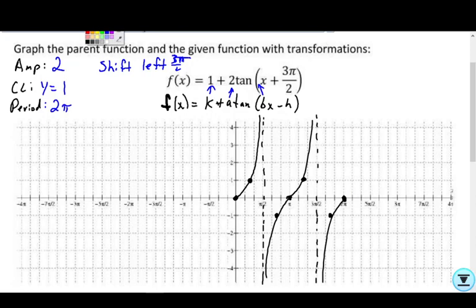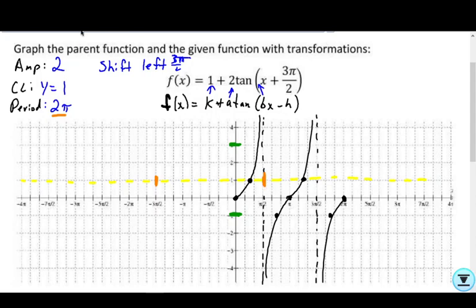So here we go. Let's look at my information. Well, I know my center line has been moved up here to 1. I know my vertical stretch is by 2. So it's going to be up here and 1, 2 down there. I know I've been shifted to the left 3 pi over 2, which means that tangent's going to start here, and since my period is 2 pi, it's going to end here. Okay? So before I even get started, I know that that's going to happen.